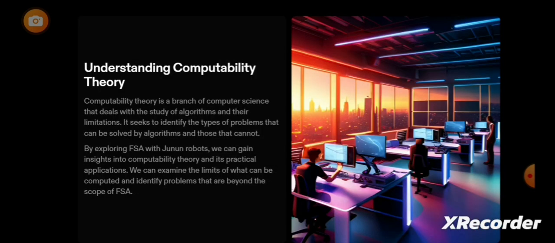Understanding computability theory. Computability theory is a branch of computer science that deals with the study of algorithms and their limits. It seeks to identify the types of problems that can be solved by algorithms and those that cannot. Exploring FSA with Juno robots, we can gain insights into computation theory and its particular applications. We can examine the limits of what can be done and identify problems that are beyond the scope of FSA.